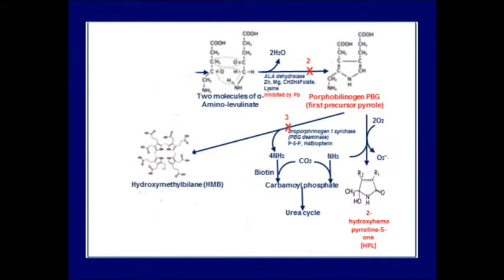Here's PBG, as we follow it down, goes to hydroxymethylbilane is the next one. And at that point here, this enzyme gives off 4 molecules of ammonia. And we know we've got to burn ammonia in the urea cycle, and this needs biotin. So these people, if there's a blockage here, get a build-up of ammonia, which drives them crazy.